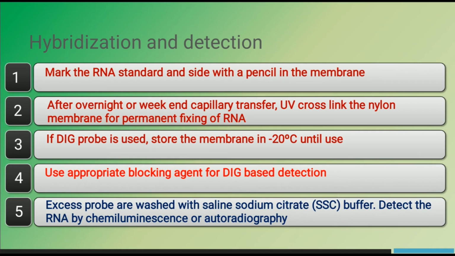Generally, after the overnight or weekend transfer, we take the membrane and UV cross-link it by exposing it to UV light for permanent fixing of the RNA molecules into the membrane. If it is nitrocellulose, we have to bake at 85 degrees Celsius for 2 hours. Then use appropriate blocking agents for DIG based detection, and excess probes are washed after the incubation with SSC buffer, and the RNA is detected by chemiluminescence or autoradiography techniques.